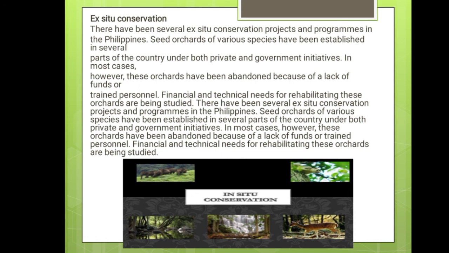There have been several ex situ conservation projects and programs in the Philippines. Seed orchards of various species have been established in several parts of the country under both private and government initiatives. In most cases, however, these orchards have been abandoned because of a lack of funds or trained personnel. Financial and technical needs for rehabilitating these orchards are being studied.